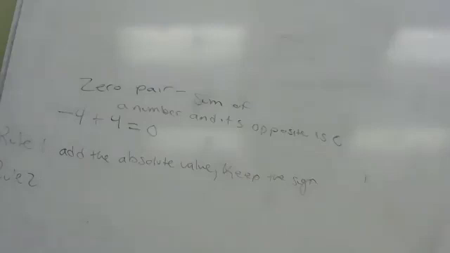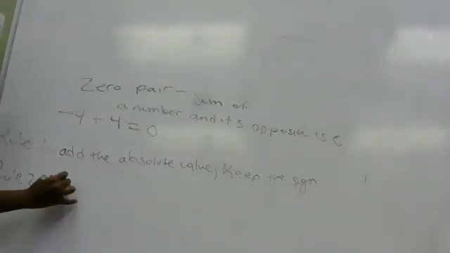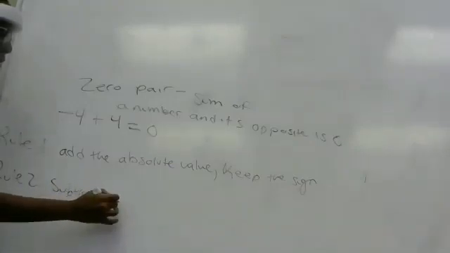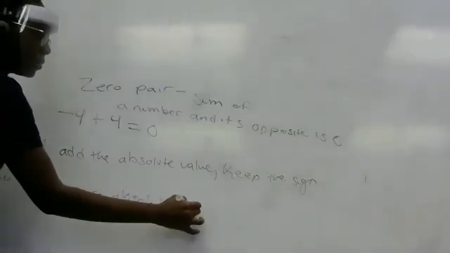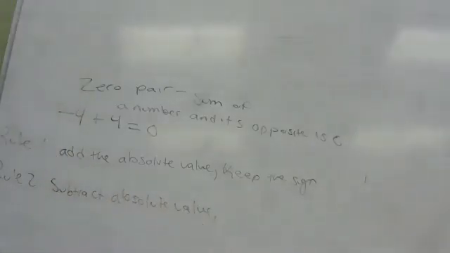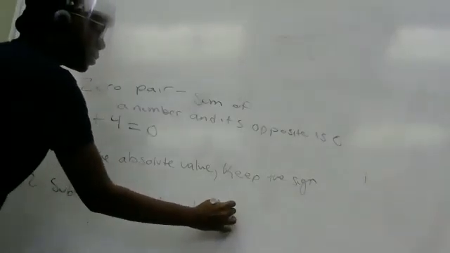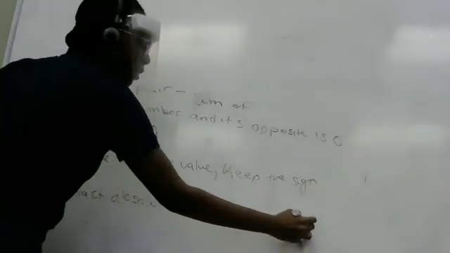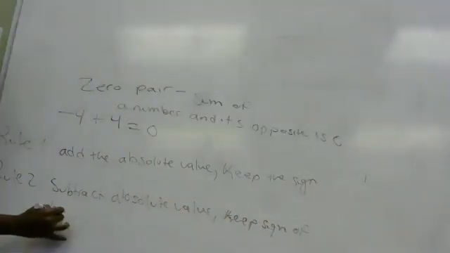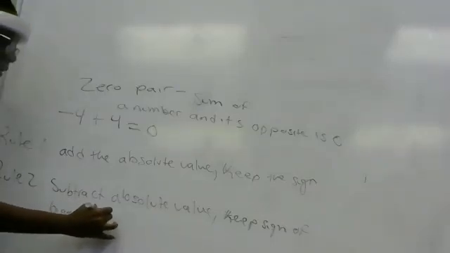All right, so when you add one positive and one negative number, you're going to subtract the absolute values and then keep the sign of the larger absolute value. Okay, so you're going to subtract the absolute values and then keep the sign of the bigger absolute value. So keep the sign of the bigger absolute value.